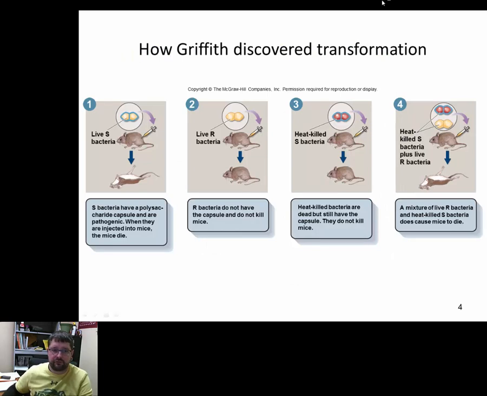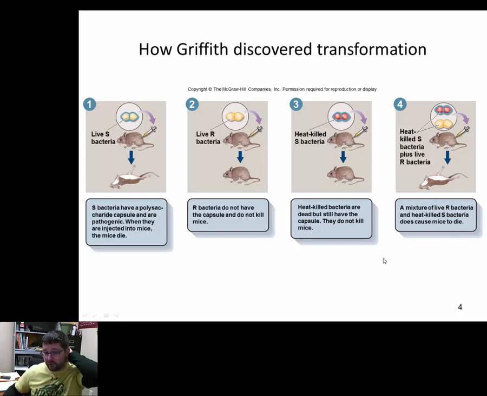So his experiment was to do something very simple like this. You take a bunch of mice and you inject some with the live S bacteria, see what happens to them. They all die. You inject some with the live R bacteria, see what happens to them. They all live. You inject some with heat-killed S bacteria, so you heat this up past its thermal maximum and destroy the bacteria and inject it, and the mouse lives. But then you can heat the S form, the virulent form, and combine it in solution with the R form, and the mouse dies.